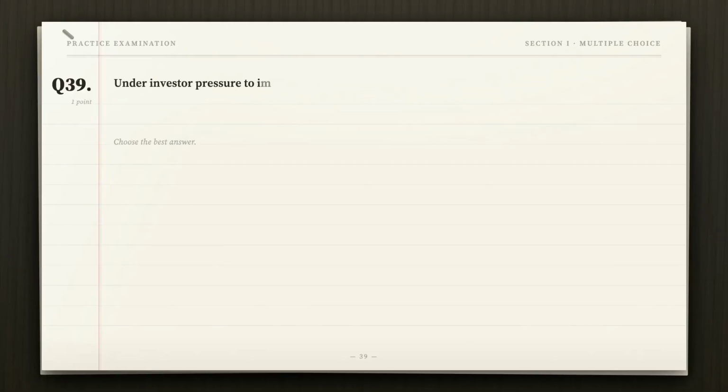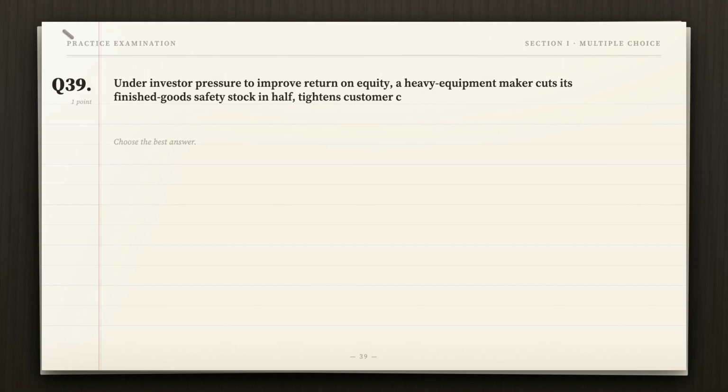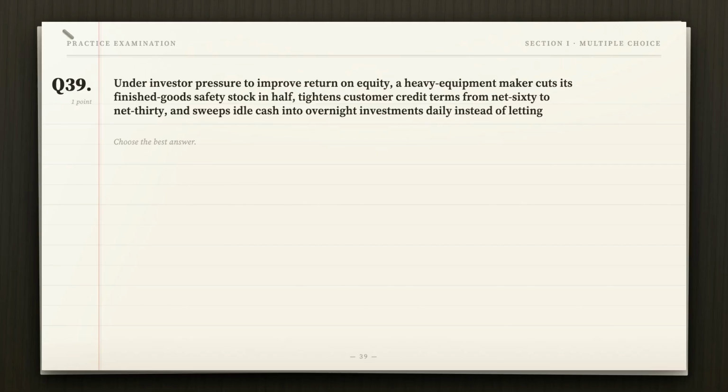Question 39. Under investor pressure to improve return on equity, a heavy equipment maker cuts its finished goods safety stock in half, tightens customer credit terms from net 60 to net 30, and sweeps idle cash into overnight investments daily instead of letting it sit for a week. These moves are best described as a shift toward which policy?